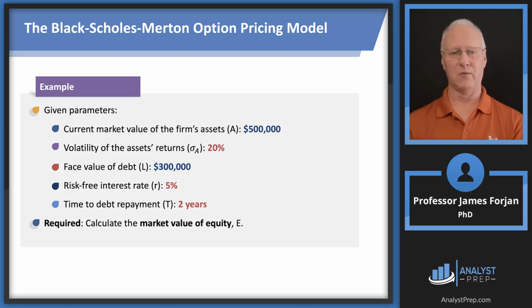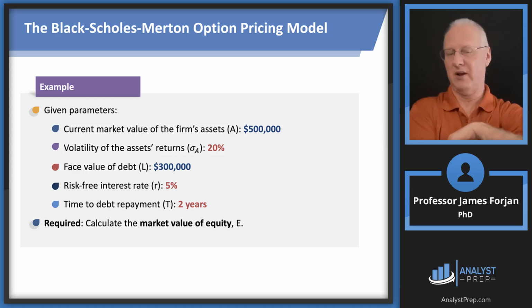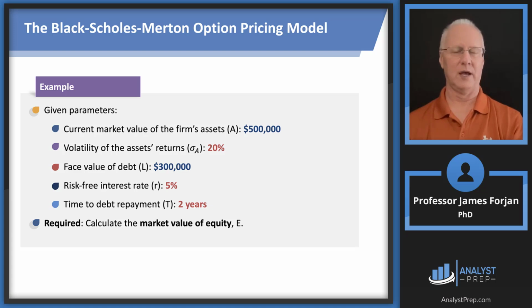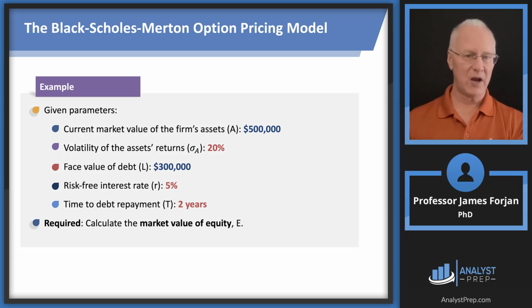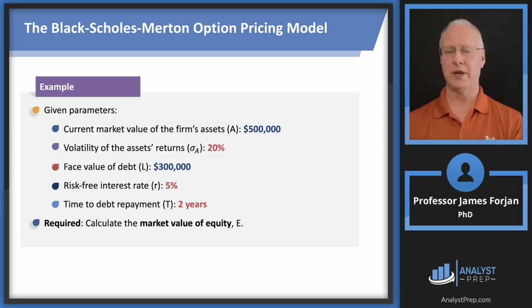All right, so let's go ahead and work through an example. Current market value of the assets, 500. Face value of the debt, 300,000. All right, so in regular old finance accounting debits and credits terminology, you've got 500 in assets, 300 in liabilities, and 200 in equity, right? So that's our accounting interpretation of those numbers. But those numbers don't consider time value of money or volatility. So here we have 20% volatility and a 5% risk-free rate of return over a 2-year time horizon.